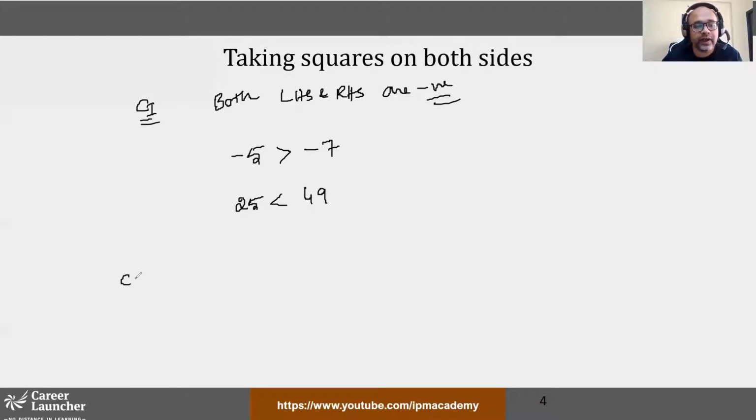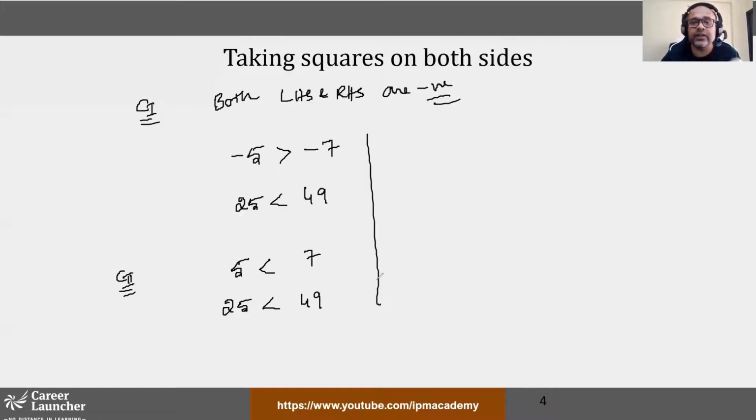Case 2: both are positive. If both are positive, what happens? I have 5 less than 7. So when I square it, I'll get 25, still less than 49. So if I know both are positive, then my sign will not change. This is my second case.